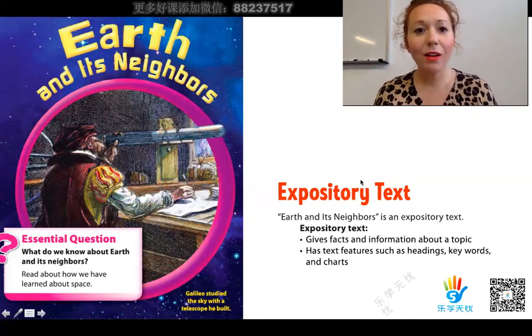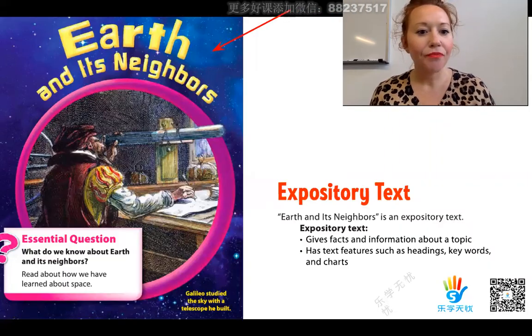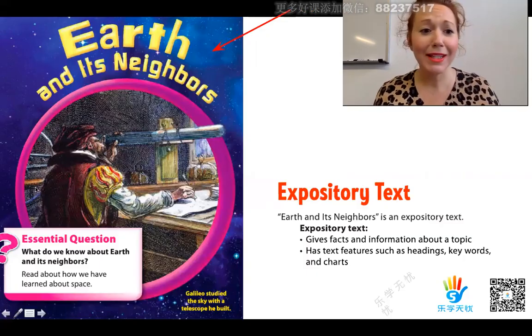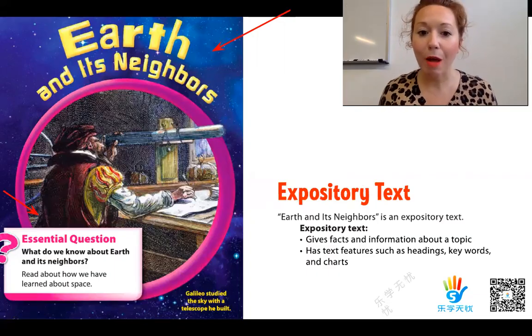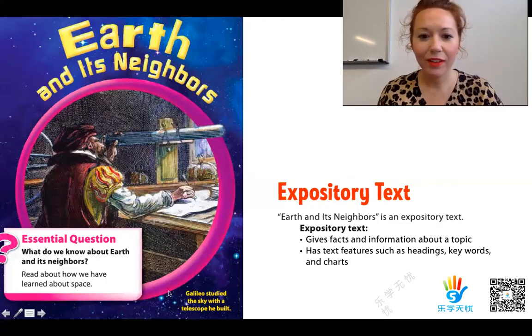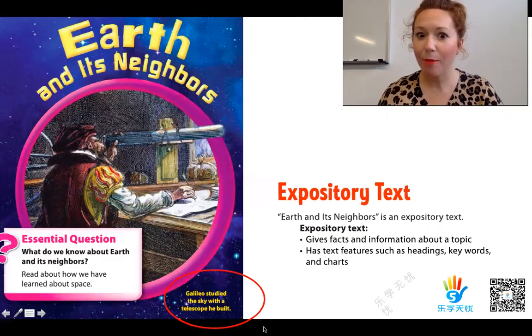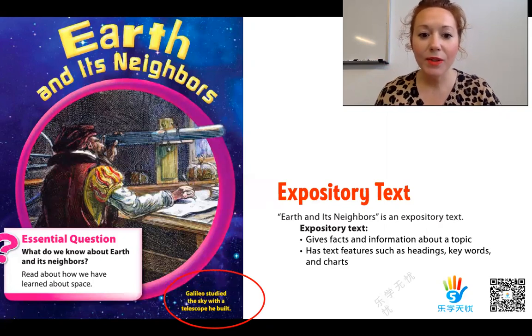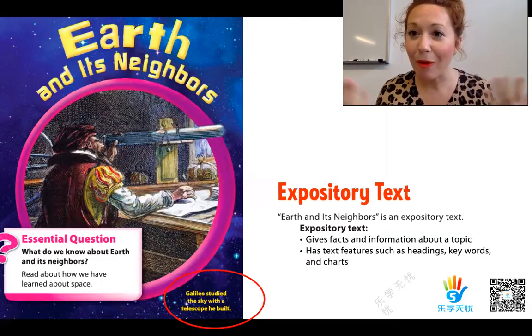So the title of our story is called Earth and Its Neighbors. The essential question that we want to learn about today is, well, what do we know about Earth and its neighbors? We're going to read about how we have learned about space. Now, in our picture, we have a picture caption, and it's saying that Galileo studied the sky with a telescope that he built. So maybe this is one thing that we're going to talk about in our story today.